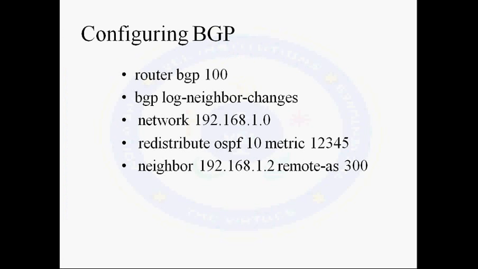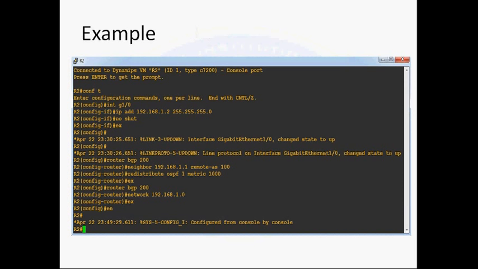Configuring BGP. For BGP, we have to give the router BGP, then router ID, BGP autonomous system as 100, BGP log neighbor changes, and here also I implemented router redistribution, and also mentioned my neighbor autonomous system address and autonomous system IP. This is the example for implementing the BGP.